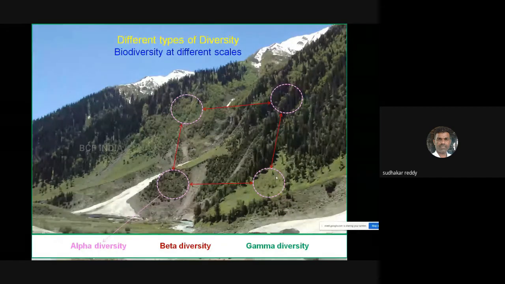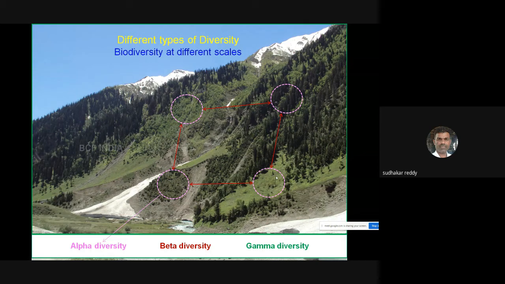Then coming to addressing biodiversity at different scales. Specifically in the field of ecology and biodiversity, the species is one of the important units considered for assessment and monitoring. Here we have 3 types of biodiversity. One is alpha diversity, which mostly indicates the species richness of a given community. So we can say it is community diversity.